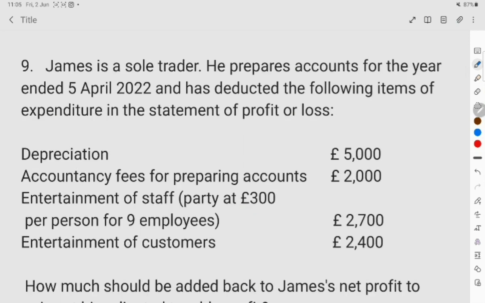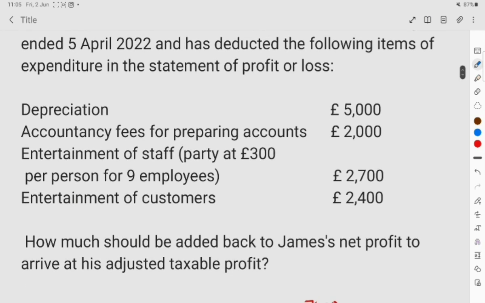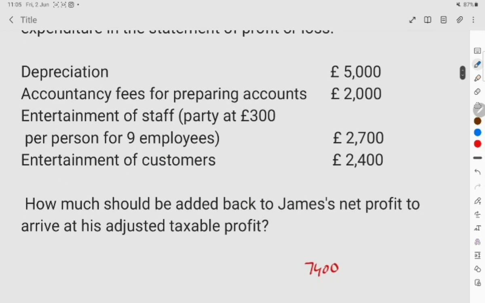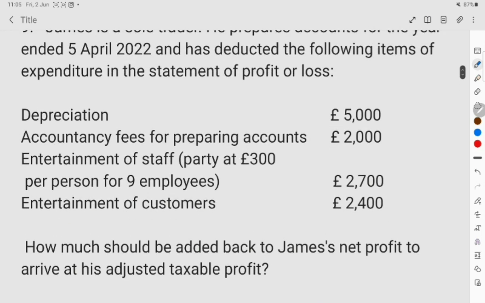Next question is, James is a sole trader. He prepares accounts for the year ended 5th April 2022 and has deducted the following items of expenditure in the statement of profit and loss. Depreciation 5,000, accountancy fee for preparation of accounts 2,000, entertainment of staff party at £300 per person for 9 employees 2,700, and entertainment of customers 2,400. How much should be added back to James' net profit to arrive at his adjusted taxable profit?